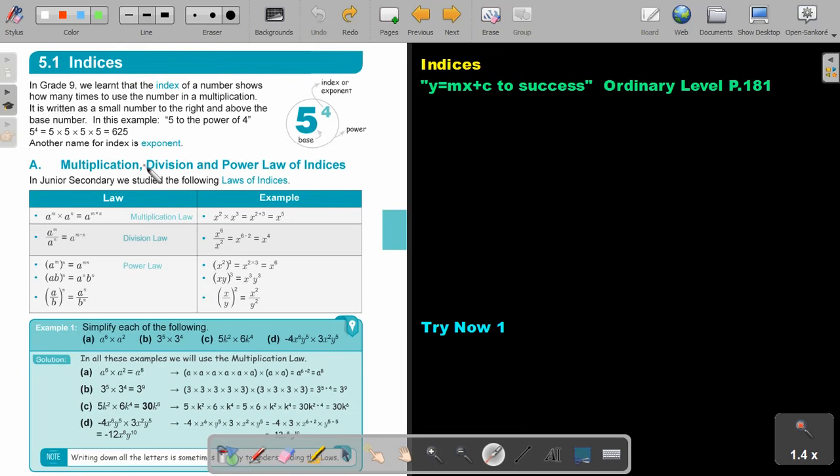Now, multiplication, division, and the power law of indices. Let's just go through this again. If you multiply and the bases are the same, you add the exponents or the indices. If you divide, you subtract the indices. And if it's a power to another power, meaning there's only one base, then you multiply the indices.